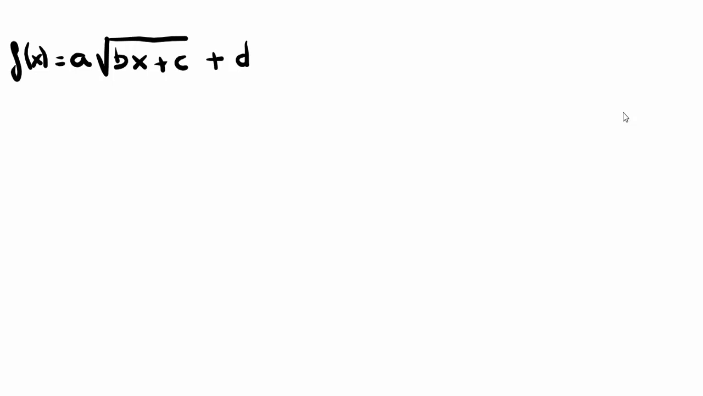Depending on the values of a, b, c, and d, I can find different graphs, but always with the same shape. The same shape is a half of a sideways parabola. A parabola, as you already know, is something like that. A sideways parabola is, for example, something like that. So half a sideways parabola would be, for example, this part.